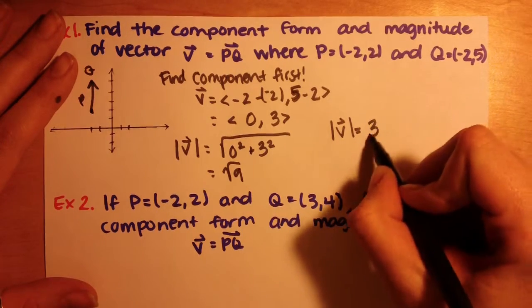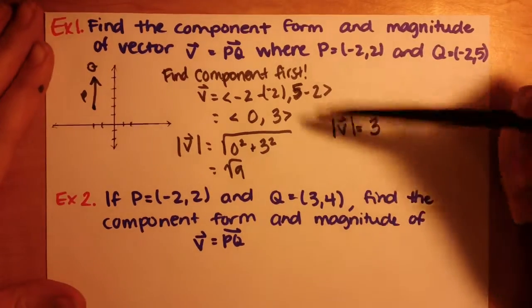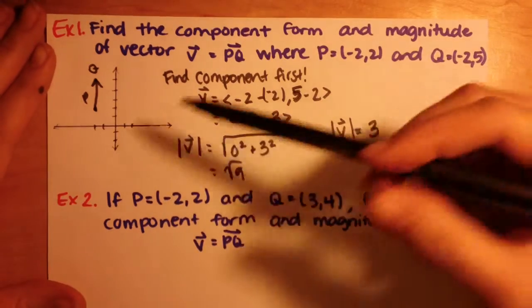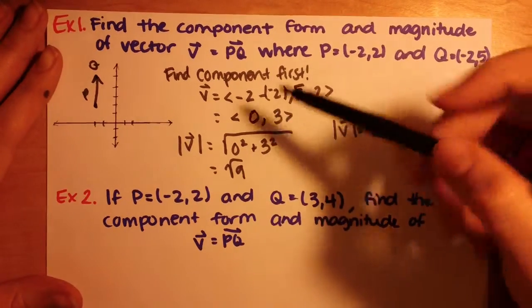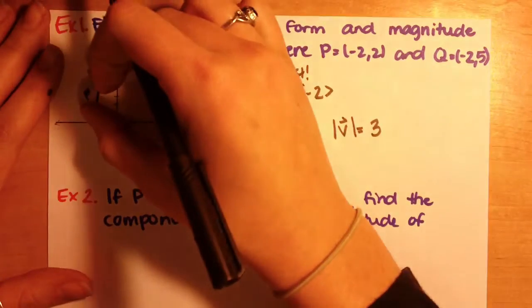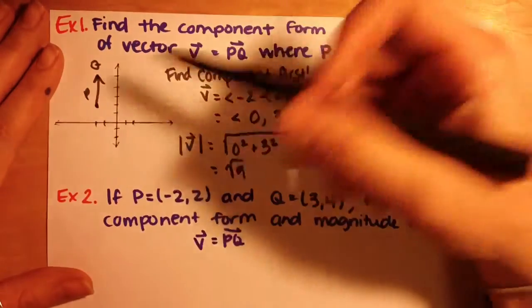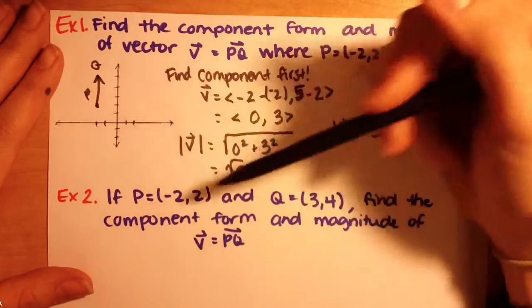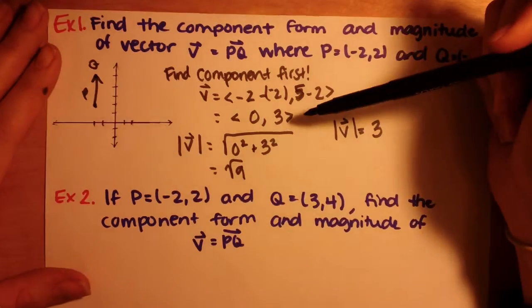So the magnitude of our vector is 3. Okay, so the reason that you can just do this is that the component form puts it at the origin. It's essentially taking this vector and moving it down. So we're going from (0, 0) up to (0, 3).